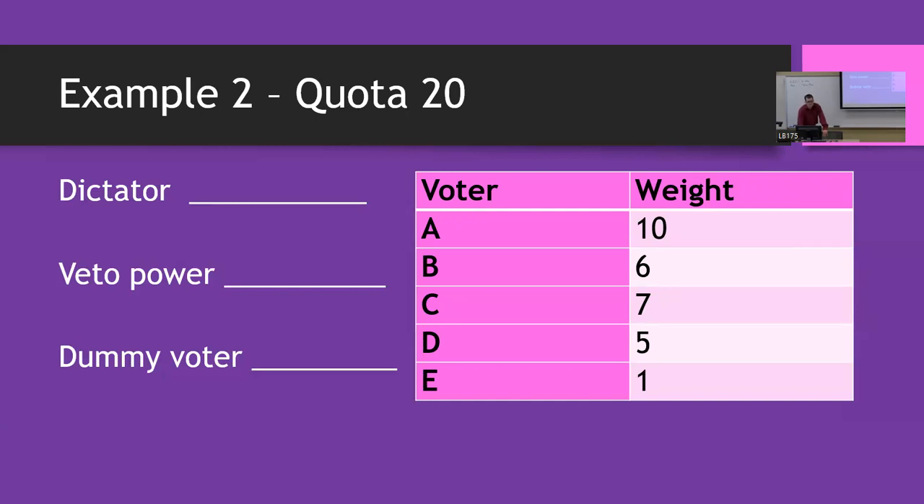So dictator. Let's go to our definition of dictator. A dictator is an individual whose vote count meets or exceeds the quota. We have no individual that gets us up to 20. No individual person, so there is no dictator in this system.